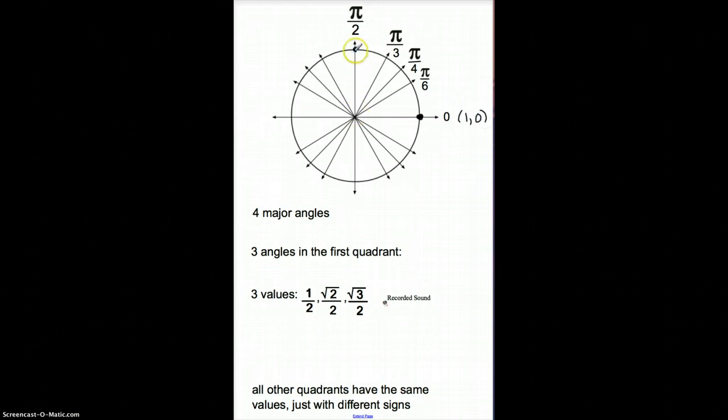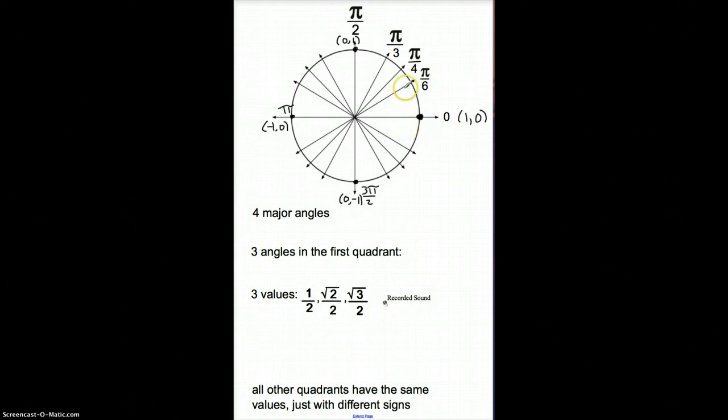This one up here, 1 unit again for the radius. So over 0, up 1. This one over here at pi, 1 unit for the radius again. So negative 1, 0. And then down here, 3 pi over 2, 0, negative 1. So those 4 major angles, you got to know. Memorize them. It's cold. You got to know those.